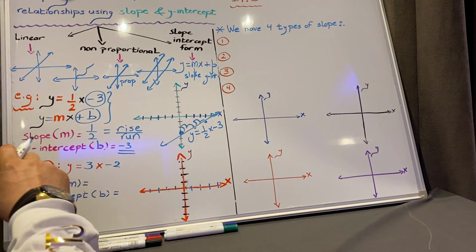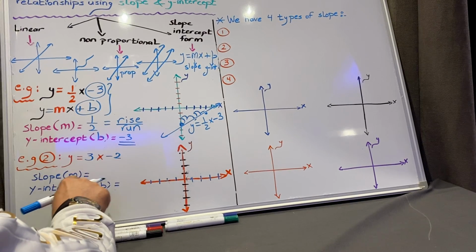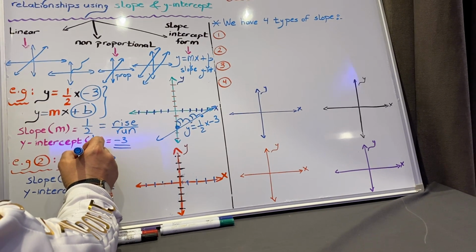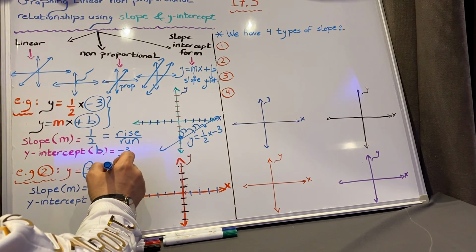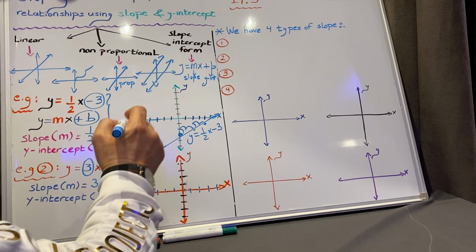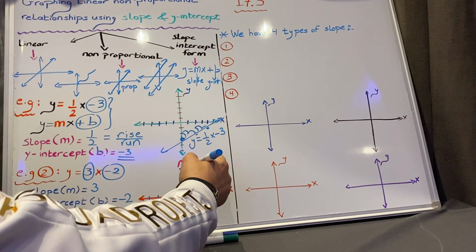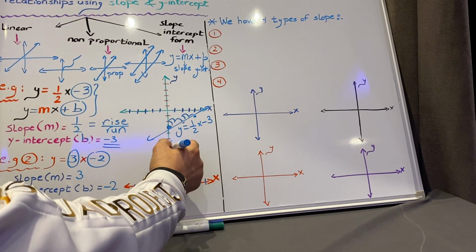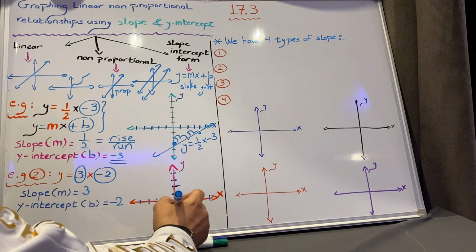Now let's start with example number 2, y equals 3x minus 2. You know that the slope, which is m, is the coefficient of x, which is 3. And the y-intercept is negative 2. So now on the coordinate plane, the same, take into consideration the points, the arrows, the x-axis and the y-axis, and now we can plot the points.